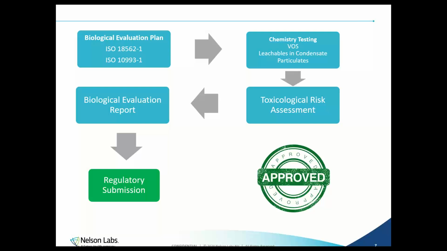After the applicable chemistry testing has been conducted, a toxicological risk assessment may be authored, which ultimately provides margin of safety calculations for each chemical constituent seen. From the TRA, a biological evaluation report may be of use, and this combines all the testing into one document to ease submission review. Once all these steps are followed, the regulatory submission is ready.